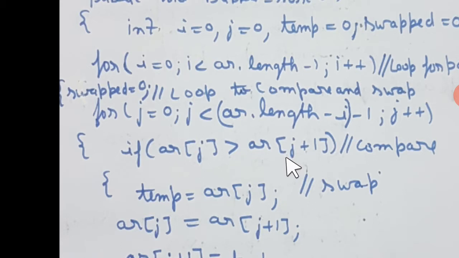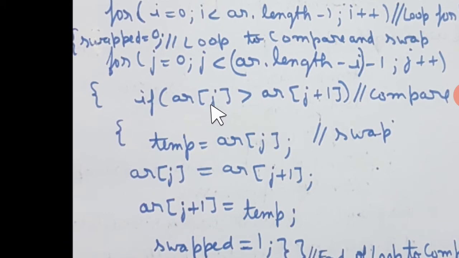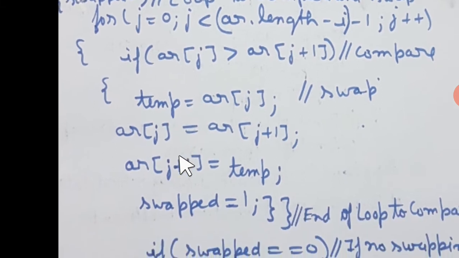Alright. Now students, when a particular index's data is bigger than the next data, that is its adjacent data element, swapping is to be done. How is the swapping done? We store arr of j's data into temp, and then arr of j will have arr of j plus 1, and then arr of j plus 1 gets the data from temp. That way the swapping has been done.